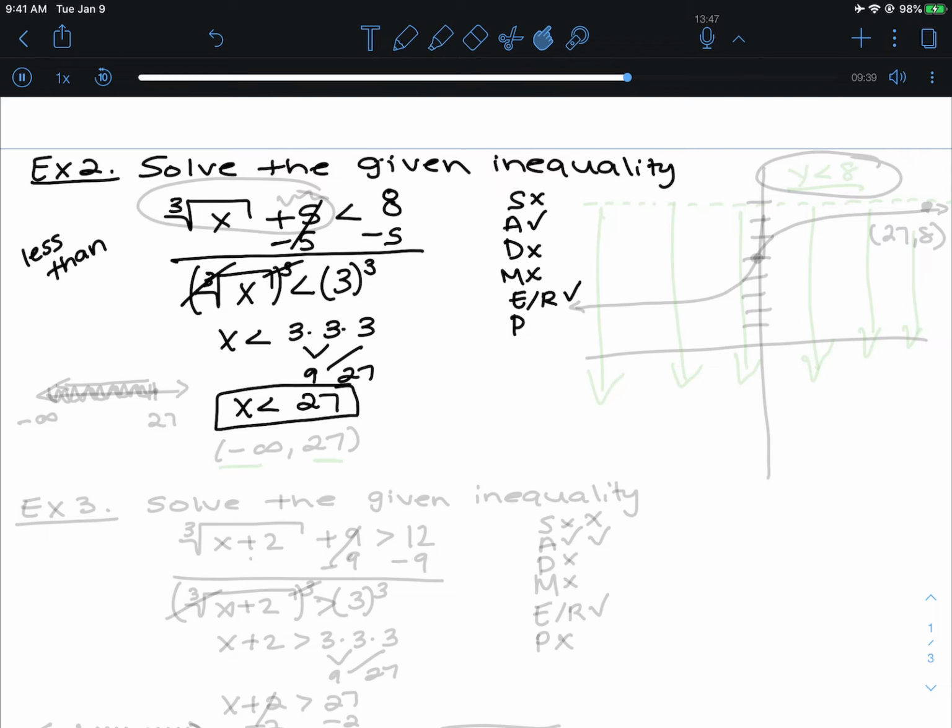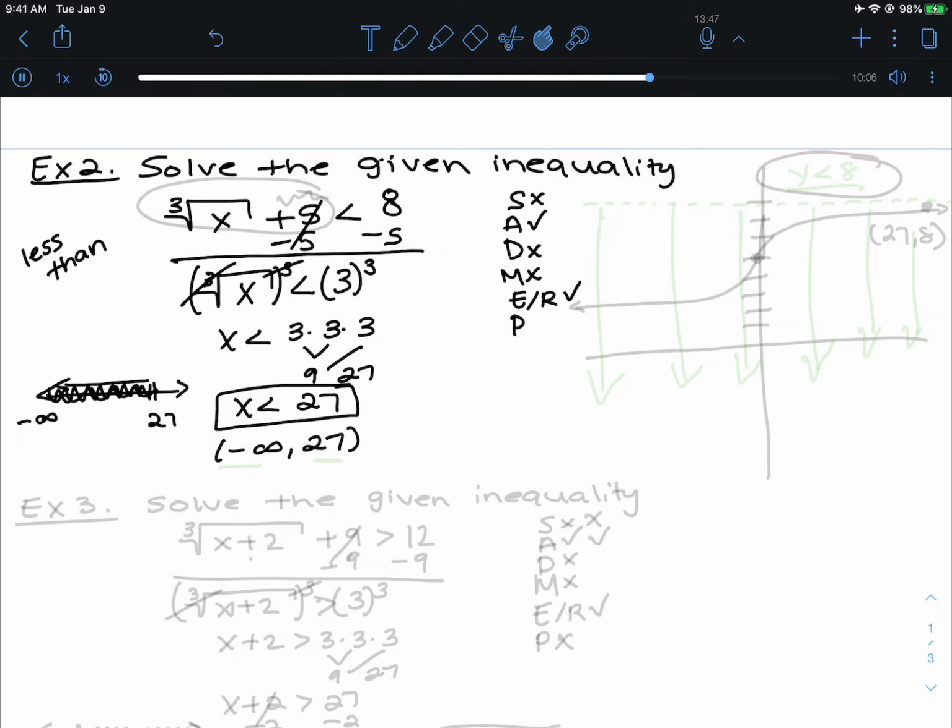Okay, so I can go ahead and say x values less than 27, or I can say I want from negative infinity all the way up to 27. Because it's kind of like you have a number line, right? I'm going to be at 27, and I want all of the numbers that are less than, meaning that I'm going to be going all the way to the left side. So I'm going to go from negative infinity all the way up to 27.